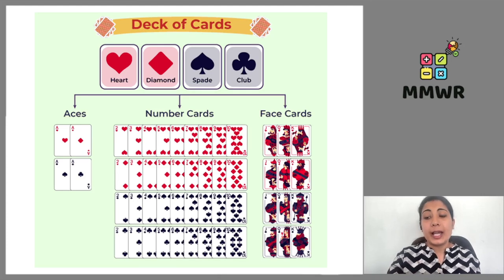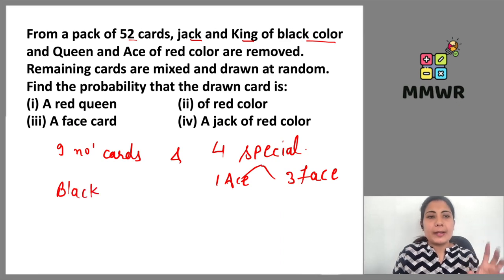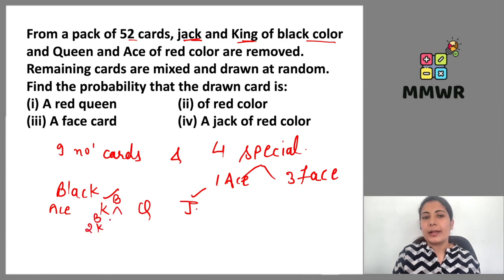Now what are they asking us to do in the question? A total of 52 cards are there. Jack and king of black color. So in black color we have special cards, 4 types: ace is there, king is there, queen is there, and jack is there. So black jack and king. In black color we have 2 cards, 2 kings of black color, and red color also has 2 kings. 2 jacks of black color and 2 jacks of red color we have.